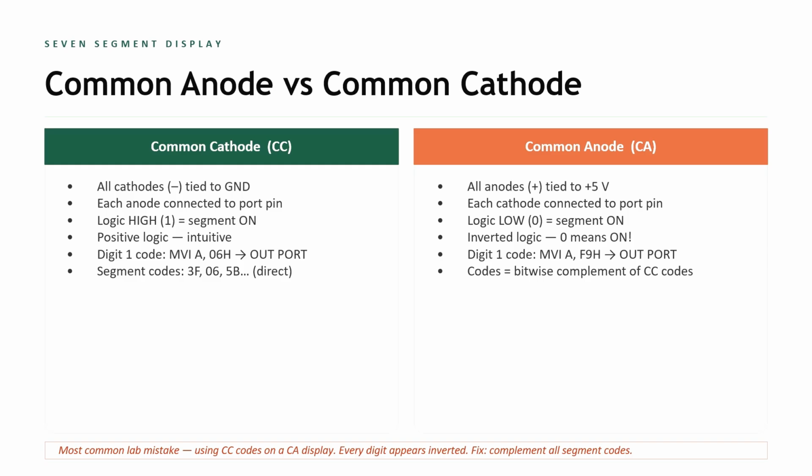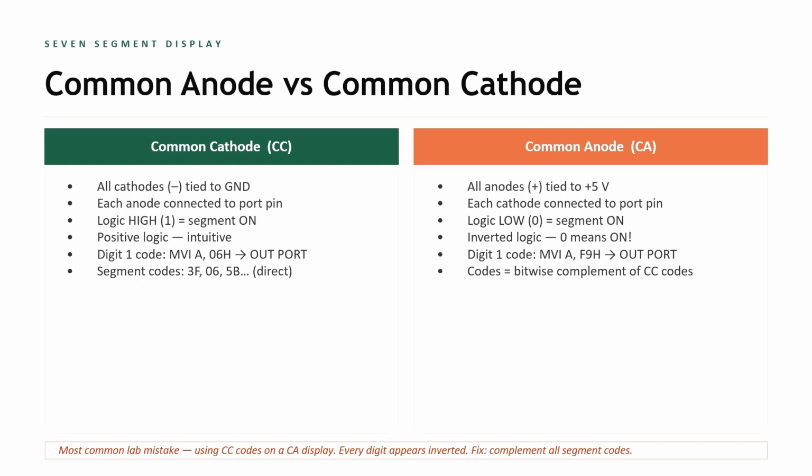In common anode, all positive terminals are tied to plus 5 volts. Each negative terminal, the cathode, is connected to a port pin. Logic low, 0, turns a segment on. This is inverted logic. The ETDIS model we used in this experiment is common anode. So our segment codes are the bitwise complement of common cathode codes. For example, digit 1 in common cathode is 06H. In common anode, it is F9H, the complement.